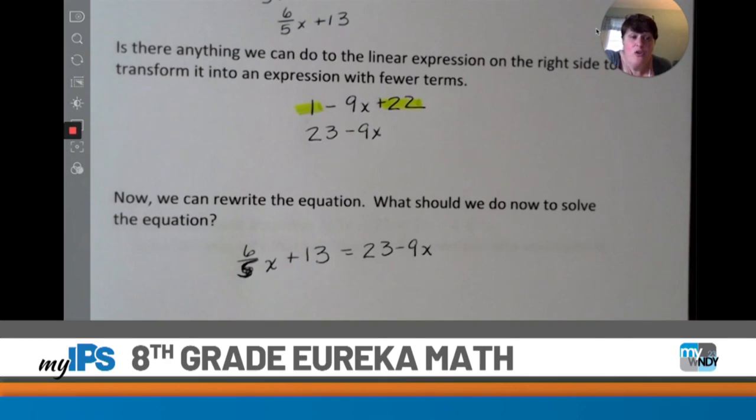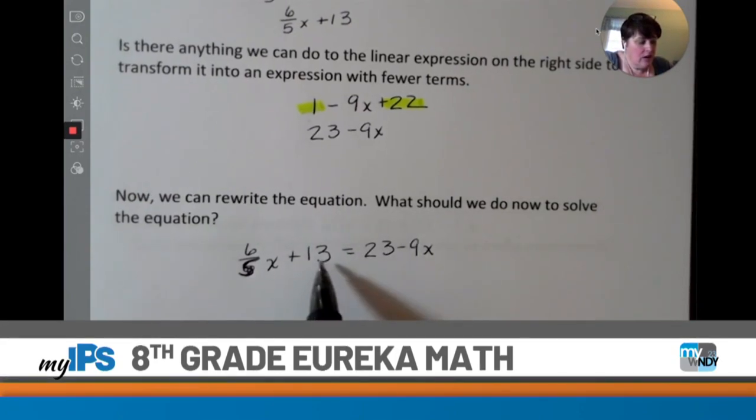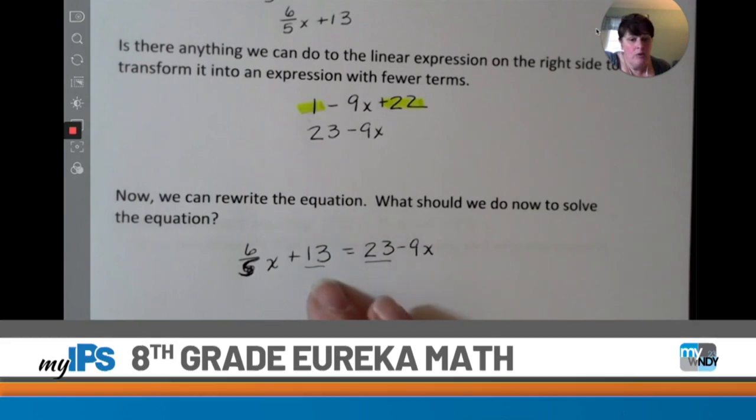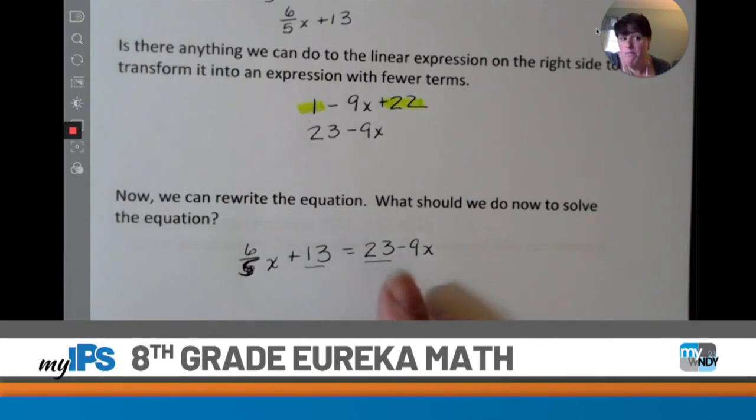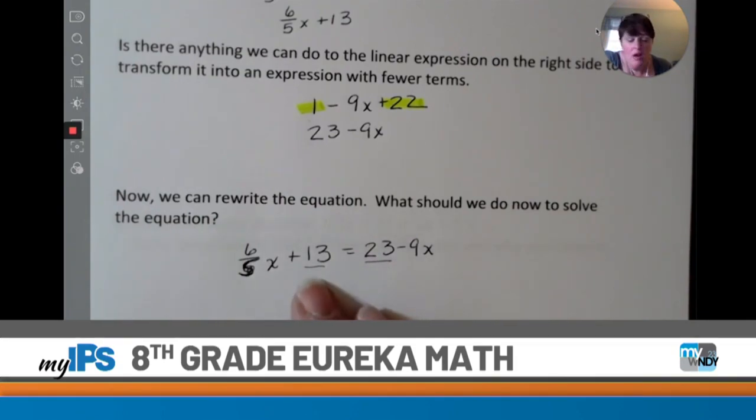Guess what? You're both correct. Either one would be acceptable. It doesn't make any difference. I'm going to move the constant first, just because I think those numbers might be easier to think about. I have a 13 and a 23. I'm going to move the 13 over to the 23. Could I have moved the 23 to the 13? I could have. I don't really like working with negatives, so I'm going to try to keep my numbers positive. That's the only reason I'm doing what I'm doing.